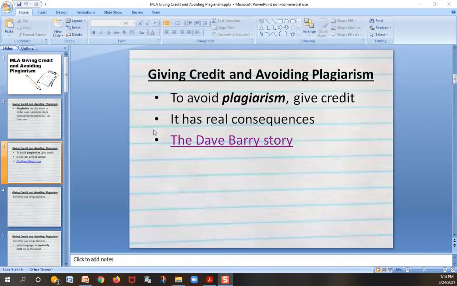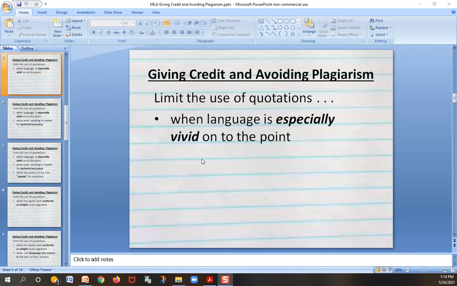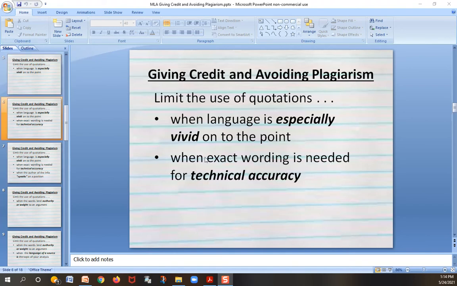Limit the use of quotations. So what I tell people is only use quotations in these instances. When the language is especially vivid and to the point, I mean, you can't think of another way to paraphrase or summarize that. When exact wording is needed for technical accuracy, so there could be terminology in there that is not familiar to most people, and we want to give credit for specific words. This is especially true with research and technical sciences that have measurements and procedures that aren't normally understood.